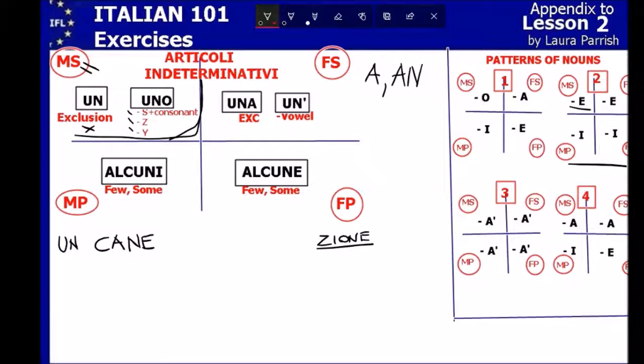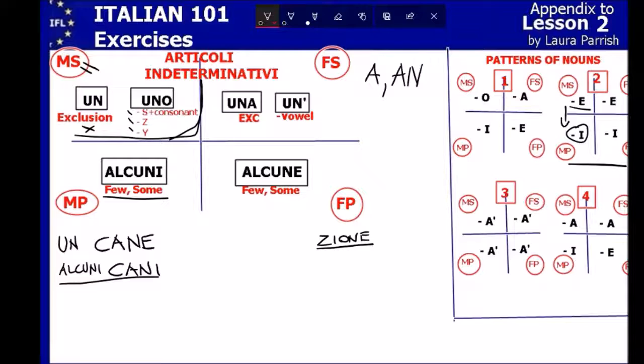Let's make it plural. How do you make it plural? We go here, we go down, so we substitute the E with an I. So the plural of cane, which means dog, is cani. And because I told you in the lesson that the indeterminative article at the plural doesn't exist, it will be alcuni. So we use a word that means a few. Alcuni cani. This is the way.